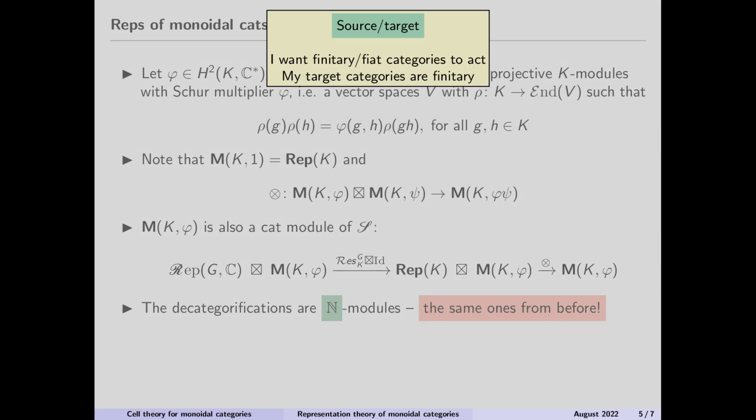Okay, so let me repeat what I've done here. I've specified what source and target are, right? And this is just an example. All of the examples that turn up here are, well, Rep G is a fusion category in this case because background is subgroups. Rep K for the same reason is also fusion, so it perfectly fits into the setup.